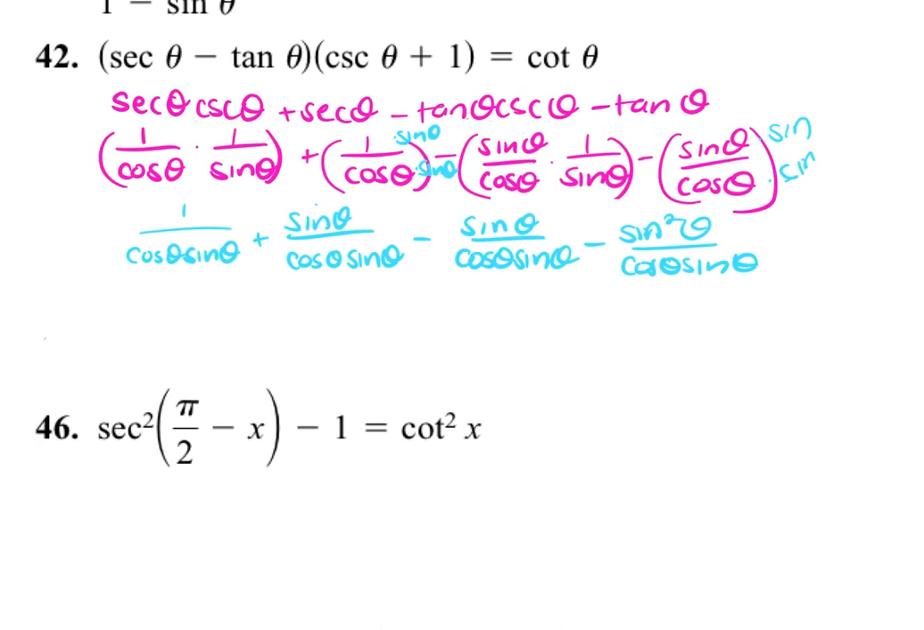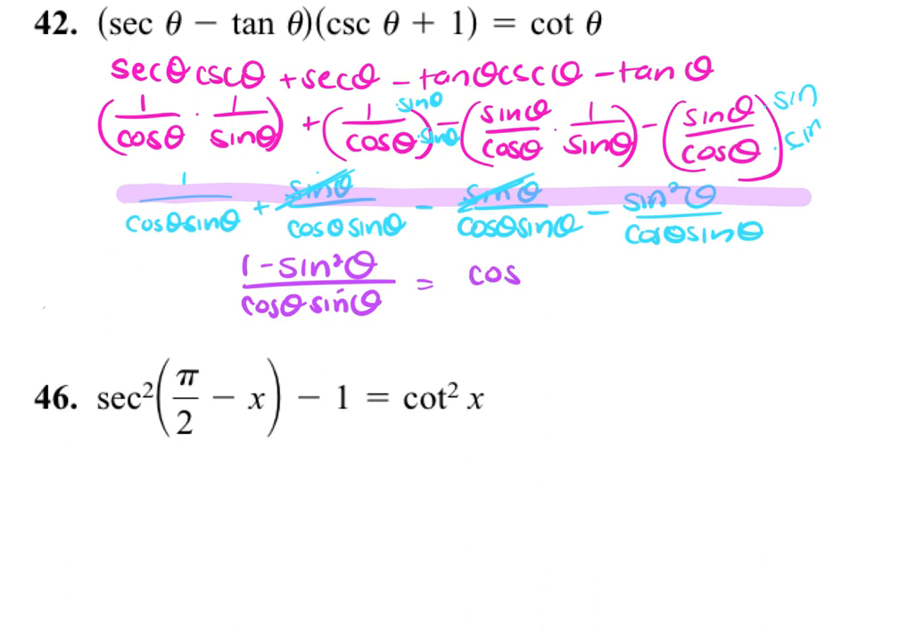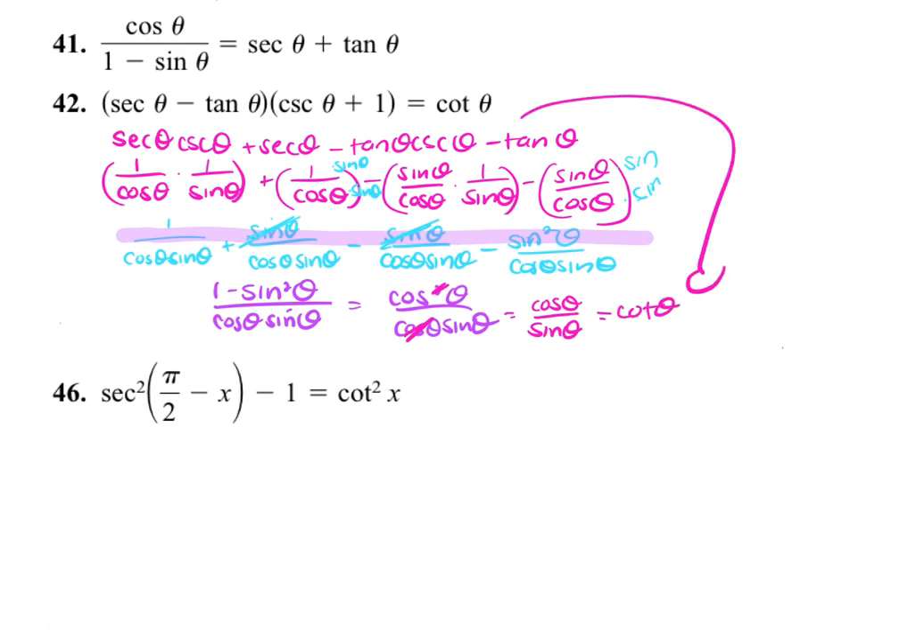Now all the denominators are the same, so if I focus on my numerators, I have a positive sine and a negative sine, those cancel out, and then I get 1 minus sine squared over cosine sine. 1 minus sine squared is cosine squared. And then one of your cosines cancel. And I get cosine over sine, which is cotangent. You could also change them individually, like inside each set of parentheses, that would work too. But if you distributed it out, you had to get them all to have the same denominator.